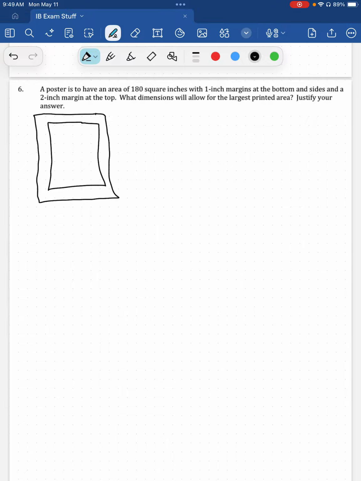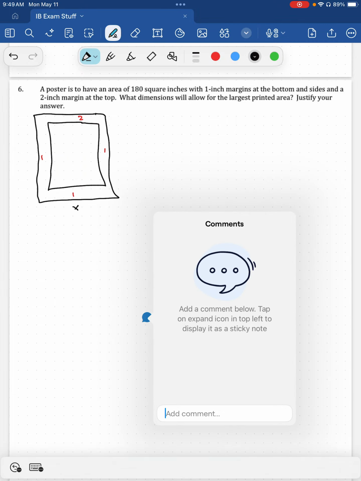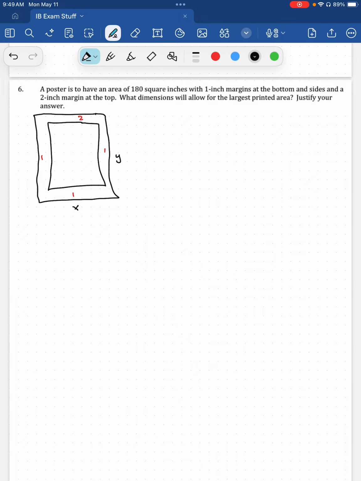So, what we know is this: we have 1 inch margins at the bottom and on each side, and a 2 inch margin on the top. So that means we're going to have the known area be the whole poster. If the known area is the whole poster, we're going to call this X and this Y and work inward to the other ones. So that means the width is going to be X minus 2 and Y minus 3. So now from there, we can go ahead and work out our problem.